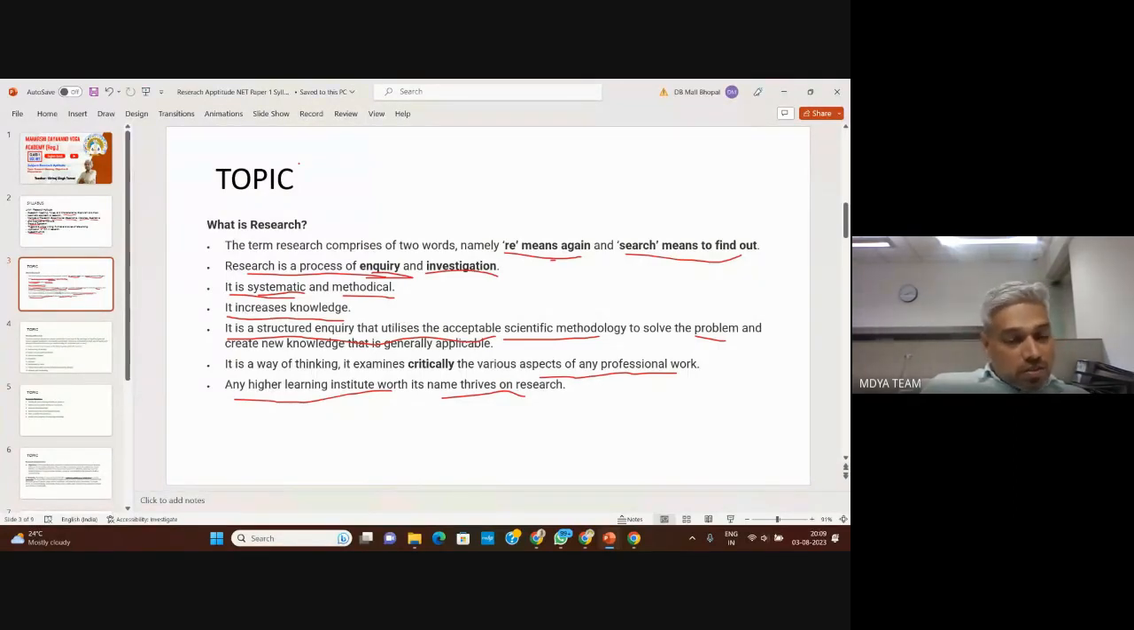First of all, don't go deep into thinking about the word research. Simply remember that research is made up of two words: re means again, search means to find out. And research is a process of inquiry and investigation. This is it. It is systematic and methodical, and it increases our knowledge. What does research do? It increases our knowledge. It is structured inquiry that utilizes the acceptable scientific methodology to solve the problem.